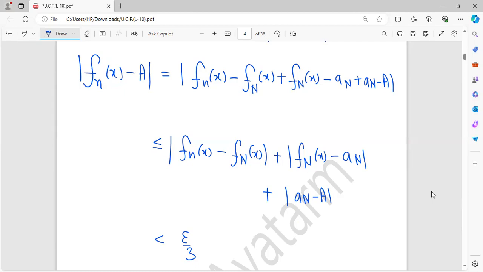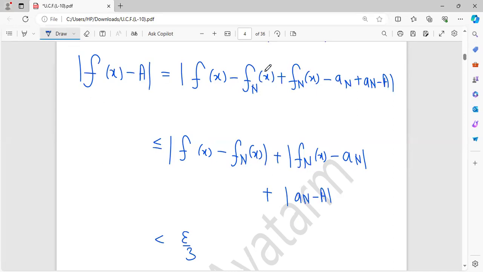So fn minus fx minus. Sorry, one minute. I have made some mistake here. I should write f here, because we want to show that the limit as x tends to x naught of f(x) is equal to a. So we have to take here f(x).